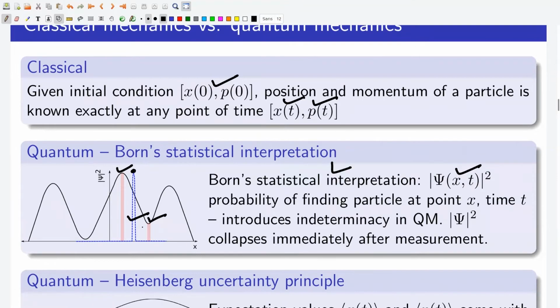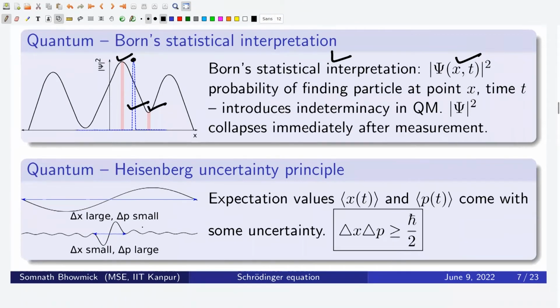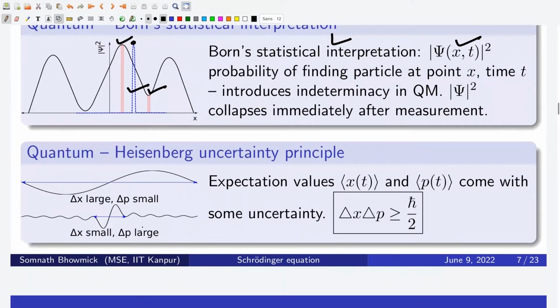Now, there is another kind of uncertainty in quantum mechanics. Unlike classical mechanics, we cannot measure position and momentum very accurately simultaneously. If we measure the position very accurately, the momentum measurement becomes inaccurate and vice versa. Consider the two wave functions given in this picture. The first one is a single wave and the momentum is fixed. We can use λ equals h/p. If I have a single wavelength, then p is fixed.